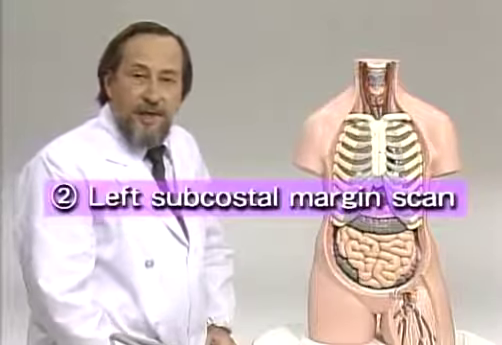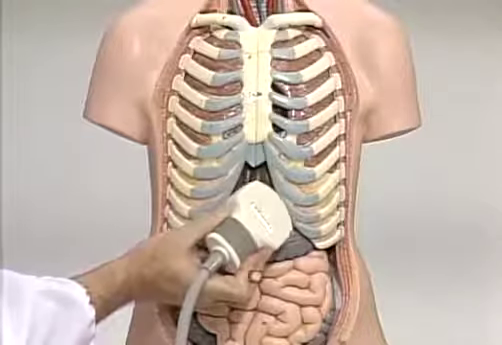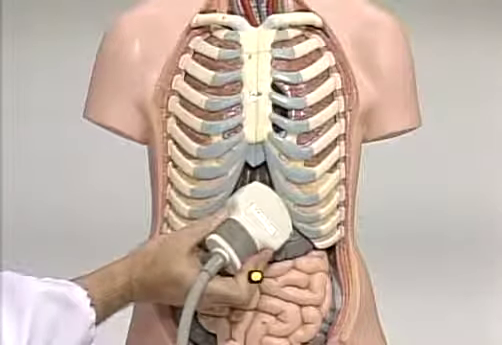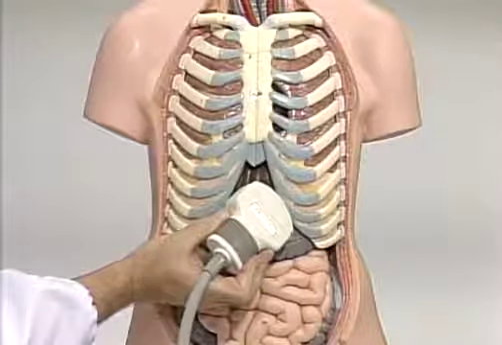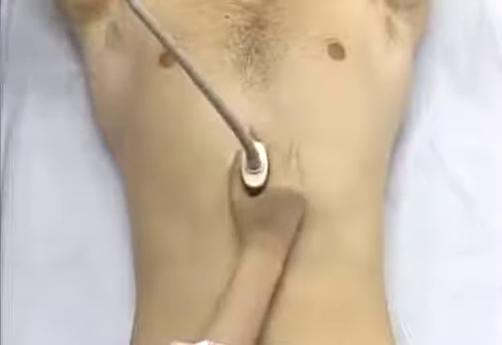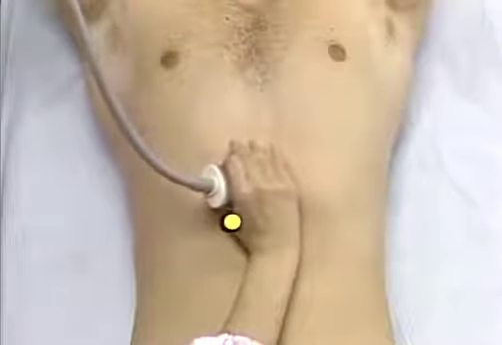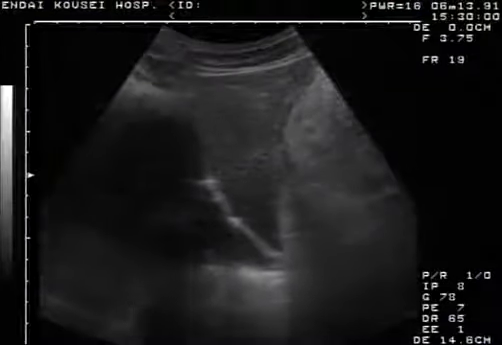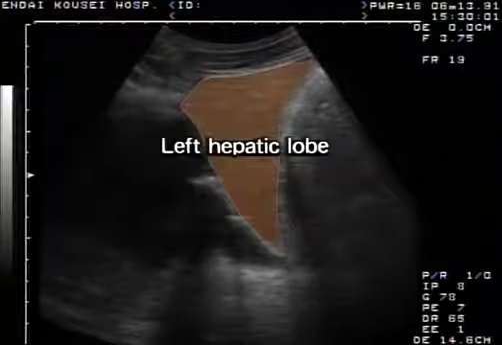Next is the left subcostal margin scan. On this plane, slide down the probe from the position used for left intercostal scanning to the left subcostal margin. Then view the left hepatic lobe. Push lightly on the probe, then tilt it gradually from the vertical position towards the head side. Then observe the entire left lobe.